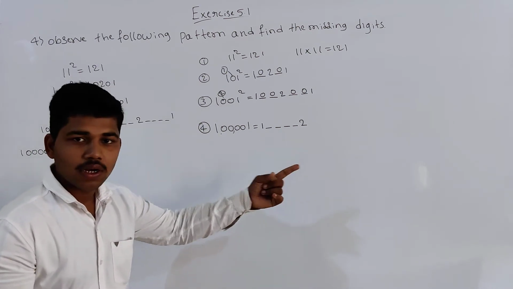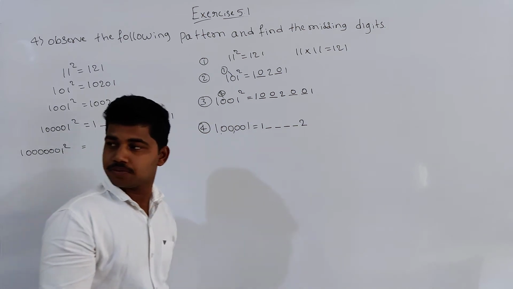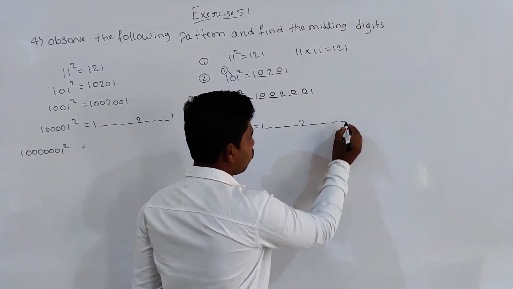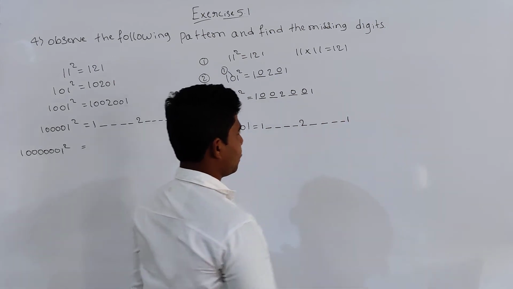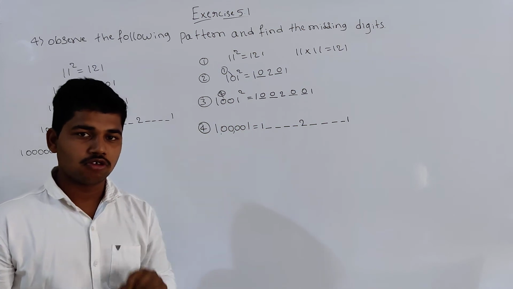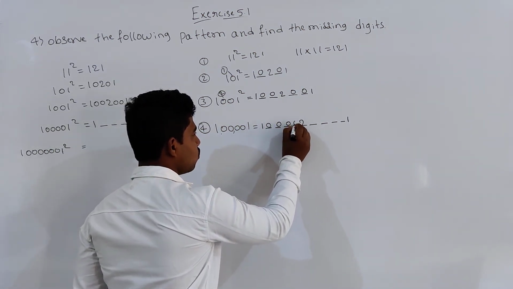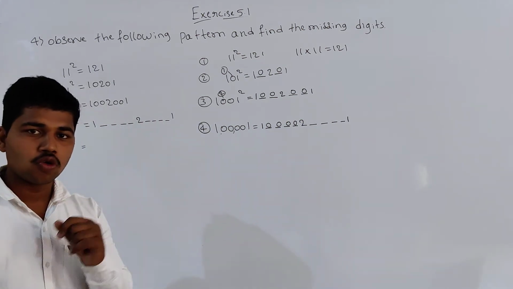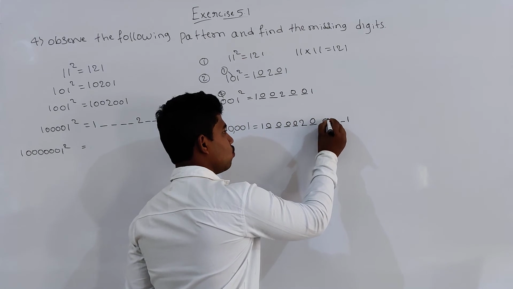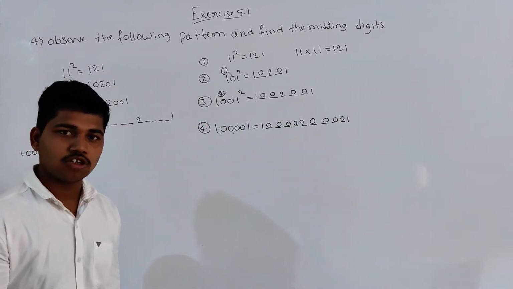From 2 to 1 you should leave the 4 places because you are having the 4 zeros. 1, 2, 3, 4. Last 1. Then from 1 to 2 you should fill the 4 zeros. 1, 2, 3, 4. From 2 to 1 you should fill the 4 zeros. 1, 2, 3, 4. I think you understand the problem.